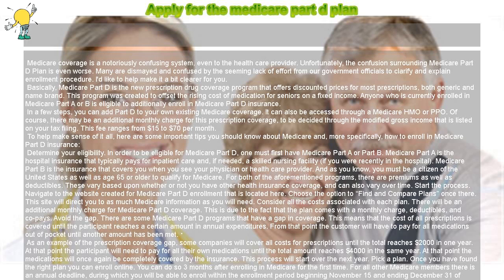Determine your eligibility. In order to be eligible for Medicare Part D, one must first have Medicare Part A or Part B. Medicare Part A is the hospital insurance that typically pays for inpatient care and, if needed, a skilled nursing facility, if you were recently in the hospital. Medicare Part B is the insurance that covers you when you see your physician or health care provider.